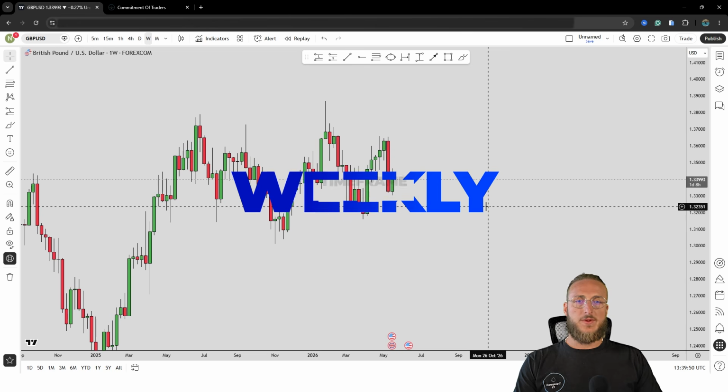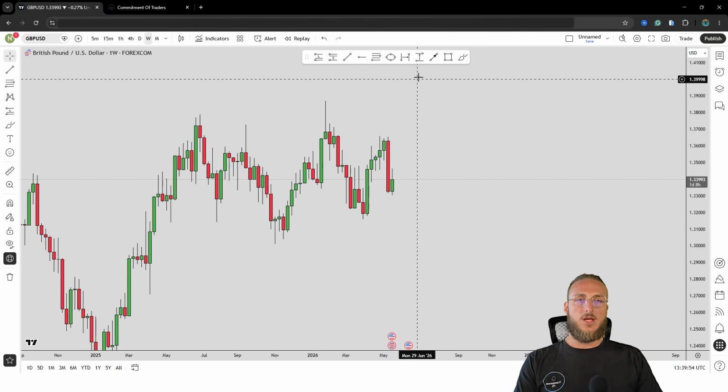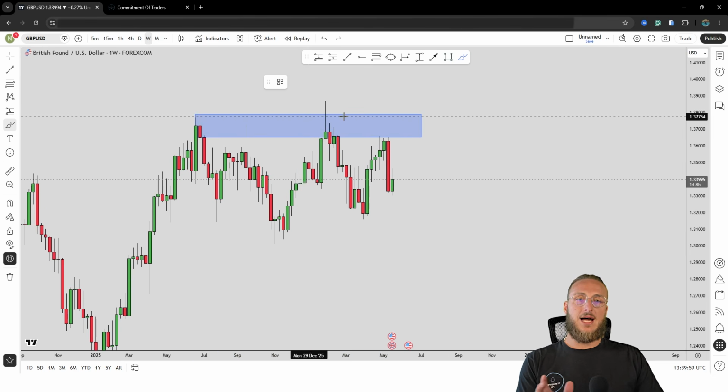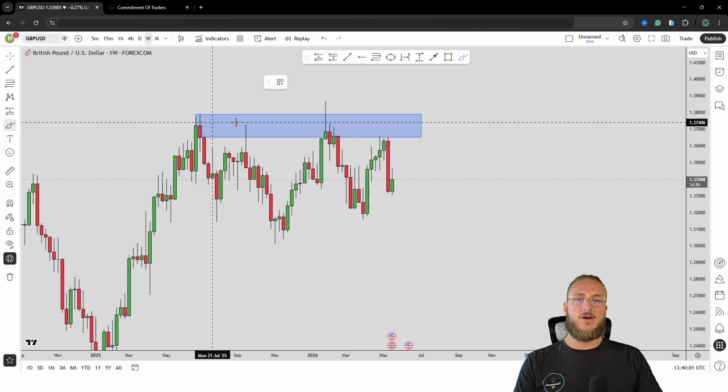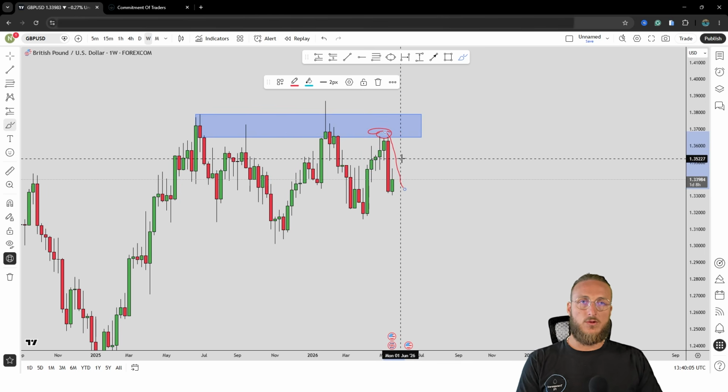Now, from a weekly perspective, there is one important thing that we have to keep in mind. In fact, what we can see is that the rejection to the downside was quite aggressive. This is the high of the range that we have previously identified. The market tested it and immediately rejected it to the downside quite aggressively.